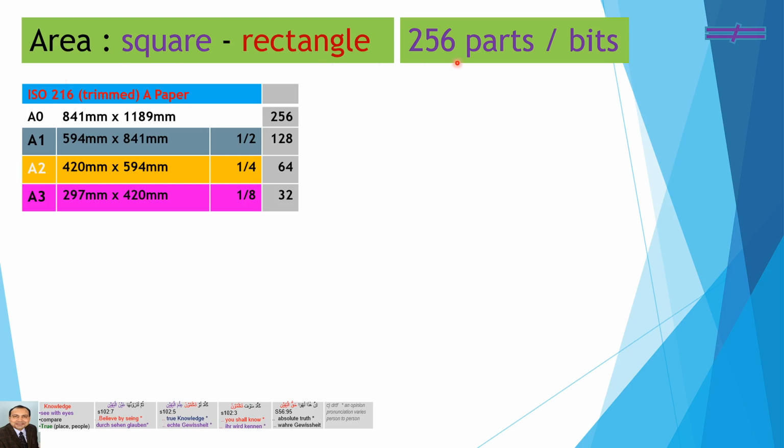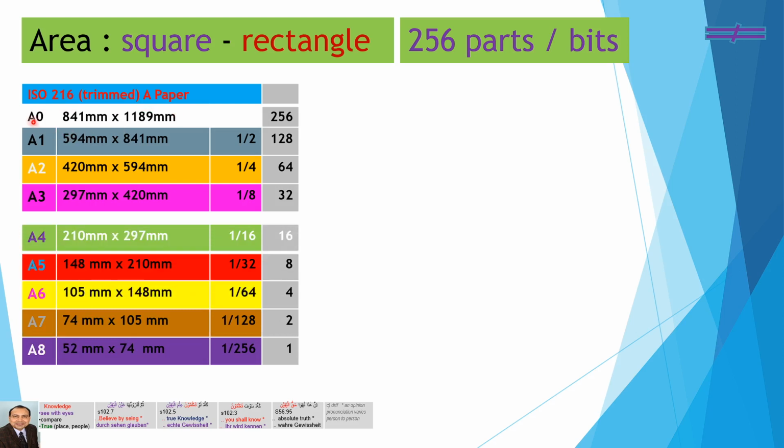Area, square, rectangle, 256 parts. International standard ISO 216 A size paper. Starting from A0, 841 millimeter multiplied by 1189 millimeter in size. Divide by 2 in two parts. You have two parts, A1, and then next two parts of A2 here.